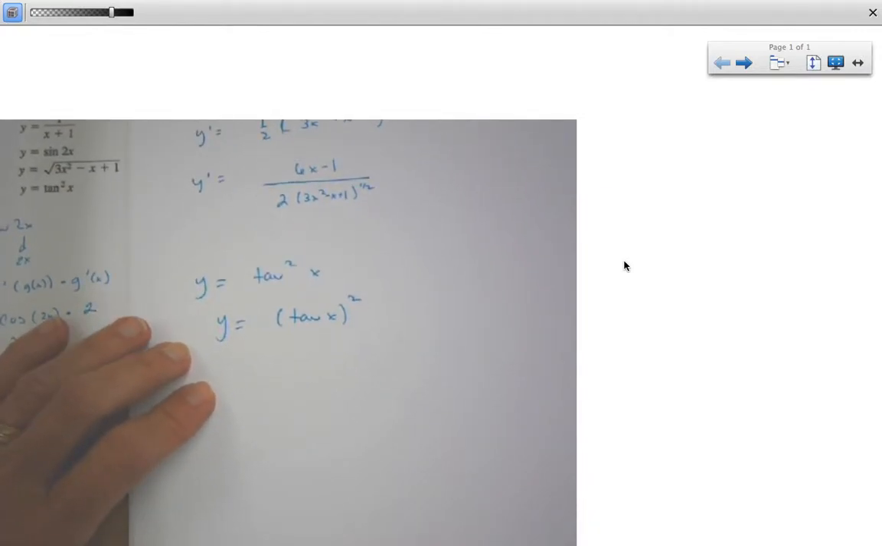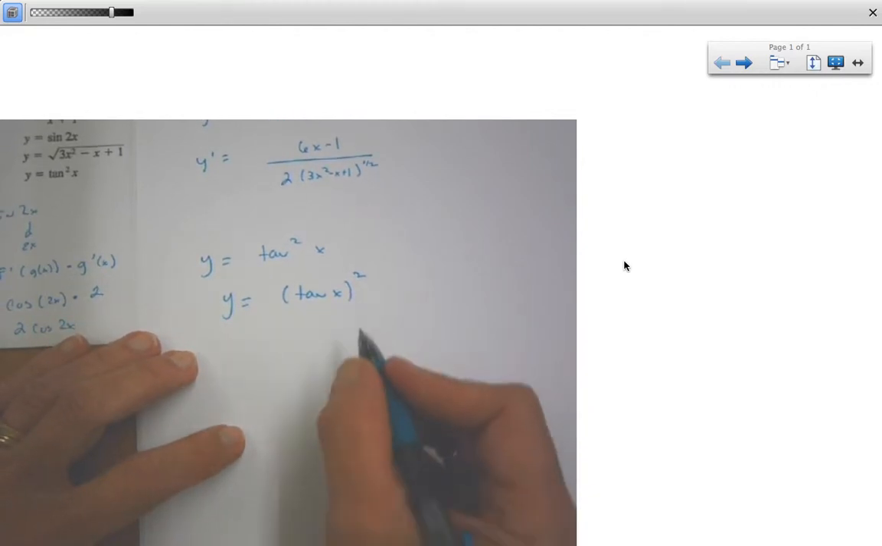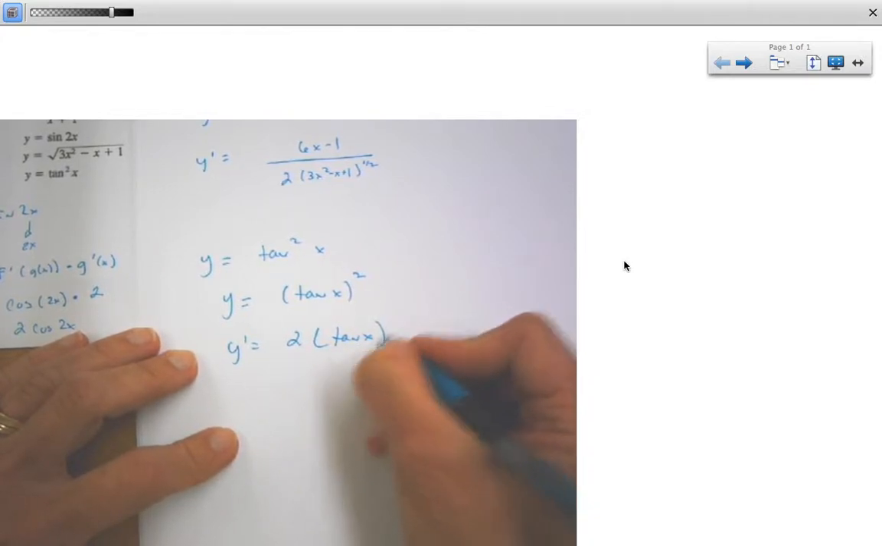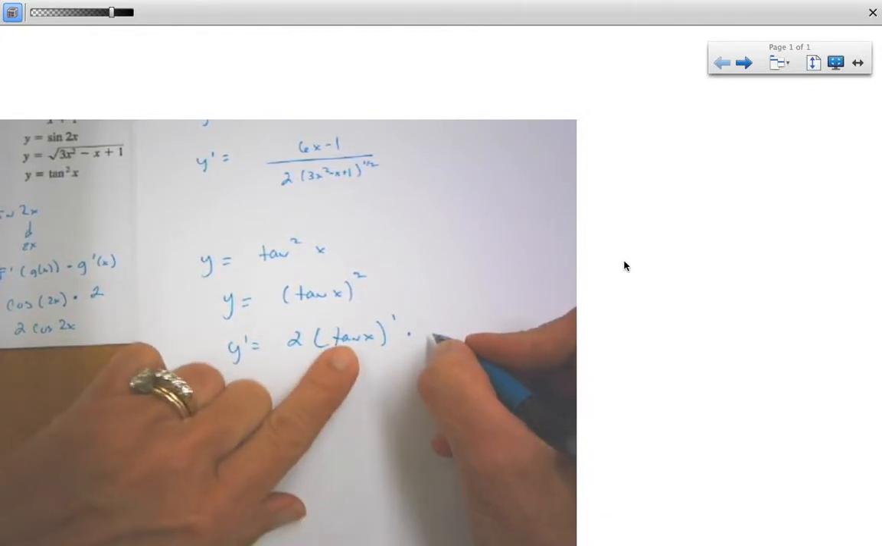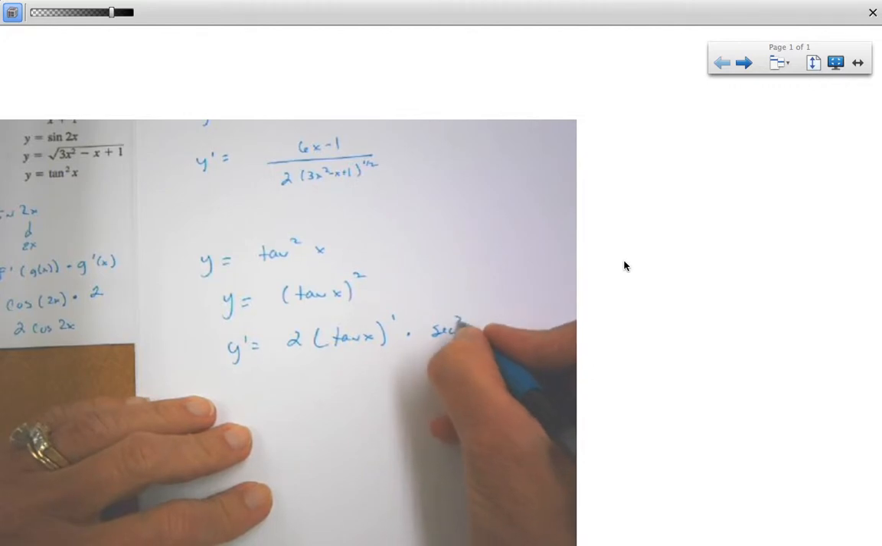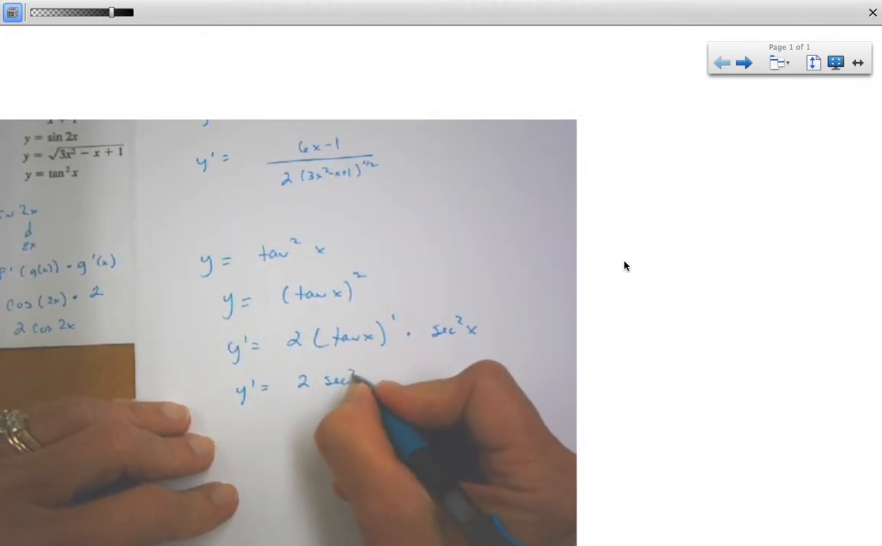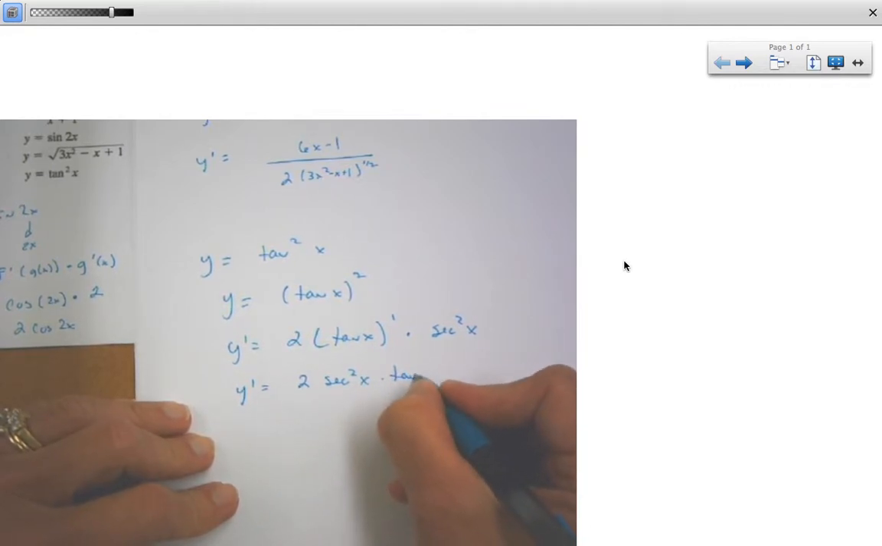Now this is a nice little example of the chain rule. So I'm going to pull my exponent in front. 2 tan x to the first times the derivative of the inner function, secant squared x. So the derivative is 2 tan x secant squared x. I'm going to rewrite it using a commutative property, make it look a little bit nicer.